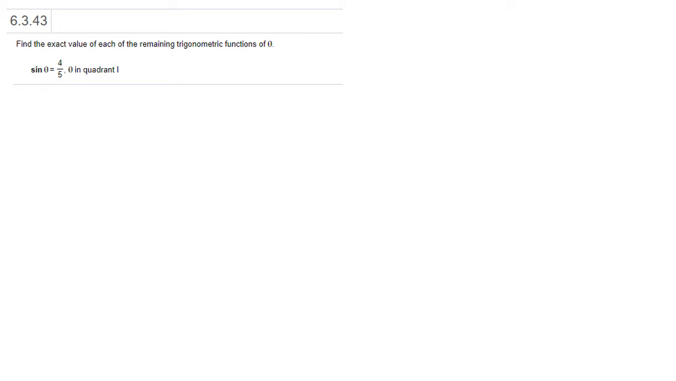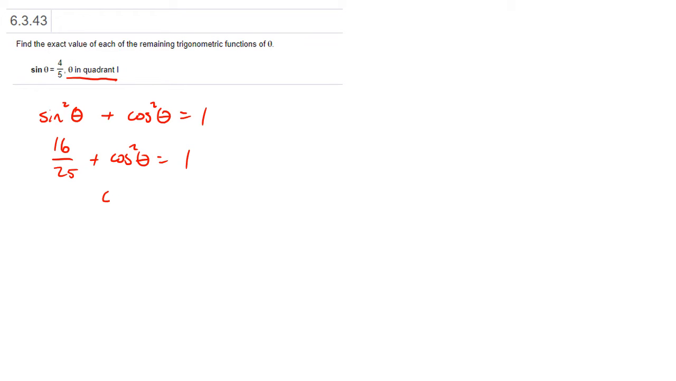Now, notice we're given sine, but we are not given anything else, except we are given the angle is in quadrant 1. Okay, and typically what we're going to start with is our trigonometric identity, sine squared theta plus cos squared theta equals 1. Since sine of theta is 4/5, when I square that, it's 16/25.